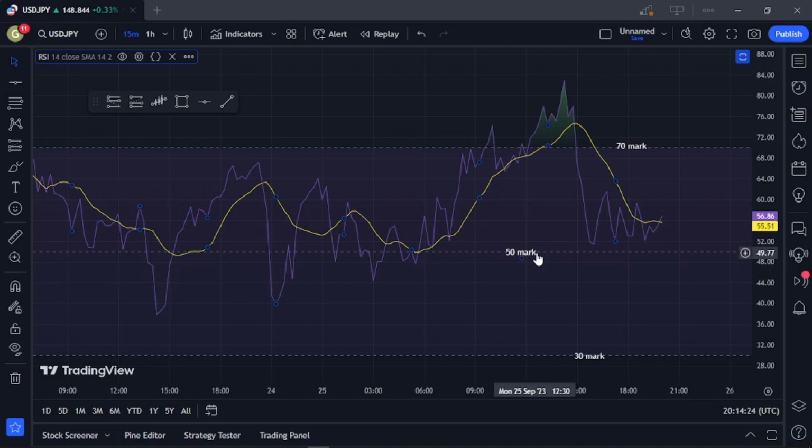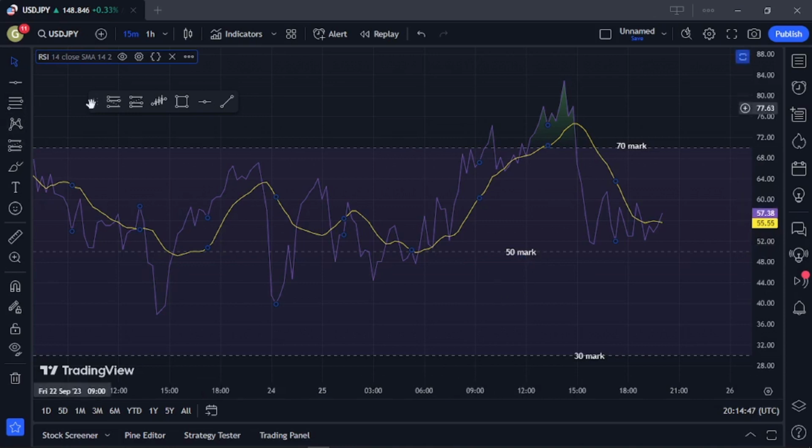So once you see it consistently on the 50 mark, it's simply telling you that this is a ranging market. Don't trade the market, just ignore it. Now I hope you get to understand the idea behind it. The 70 mark means overbought, and the 30 mark means oversold, meaning the market is about to take the opposite direction.